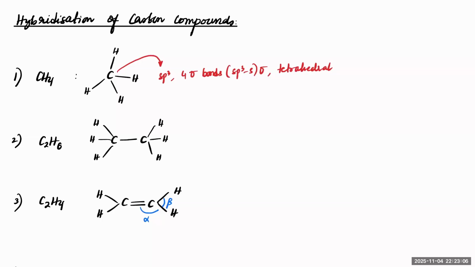Next, if you compare this second carbon, that is also the same thing. It is also sp3. You can see there are four sigma bonds on it, and it has two types of bonds. One is the sp3 and sp3 sigma bond. The other one is the sp3 and s sigma bond. Got it? The sp3 is here, and these are sp3 and s overlapping. It is also tetrahedral in structure.